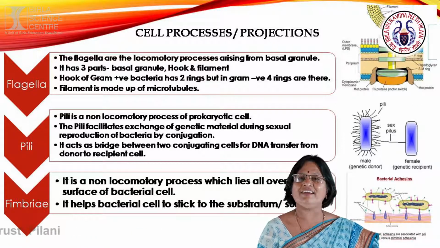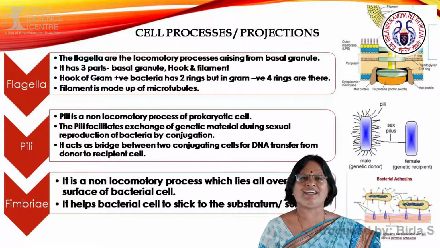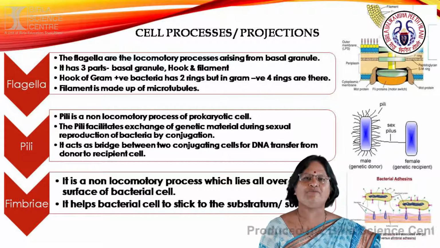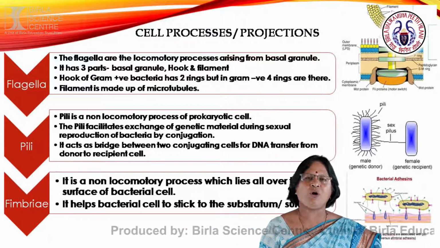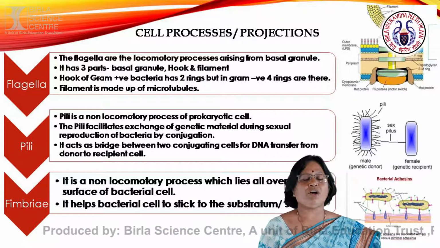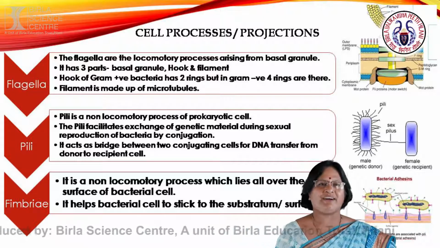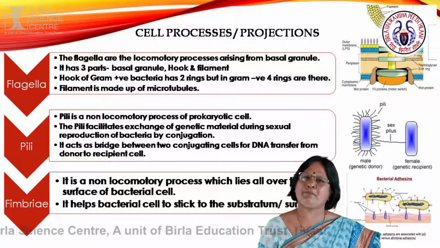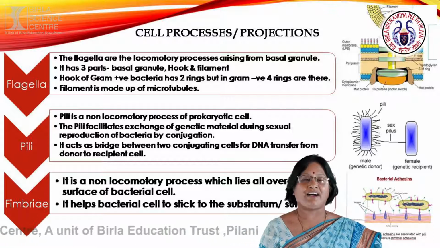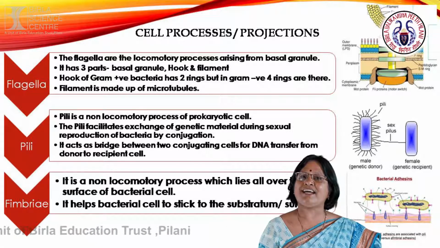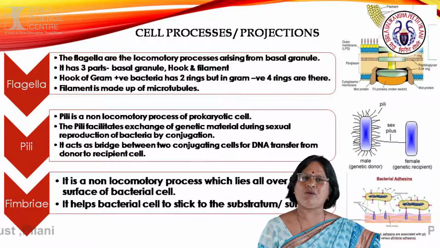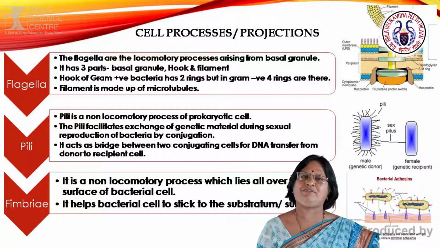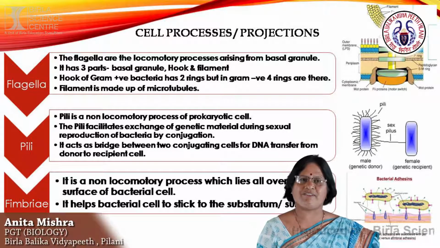You can see here in the figure given on the slide. The basal granule is that yellow structure having some 3-4 rings, and emerging out from that is that long process known as flagella. Now flagella has 3 parts. The first part is the basal granule from where the flagella arises. The second part is that red structure known as the hook, which connects the basal granule with the filament of the flagella, which is the last part of the flagella.